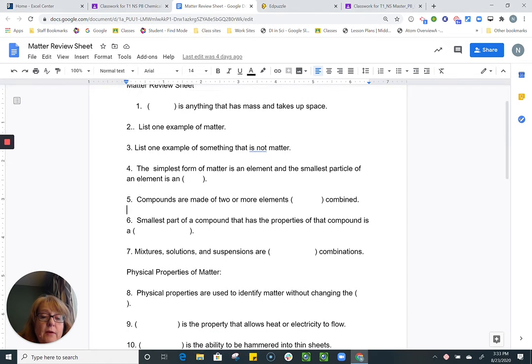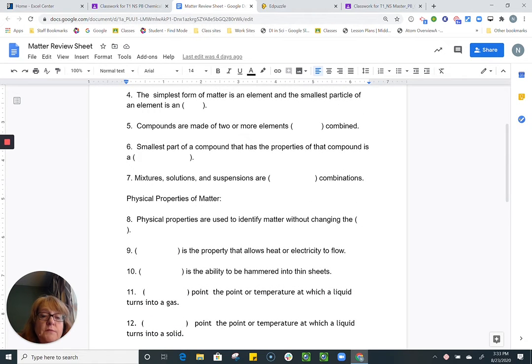Some properties of matter: physical properties. We use physical properties to identify matter without changing the composition of the matter. If we have an unknown type of matter, like at a crime scene, and it looks like a shiny metal, there are some things they would do to try to determine which metal it is. One of them is conductivity, which is the answer to number 9. That allows heat or electricity to flow through a substance.